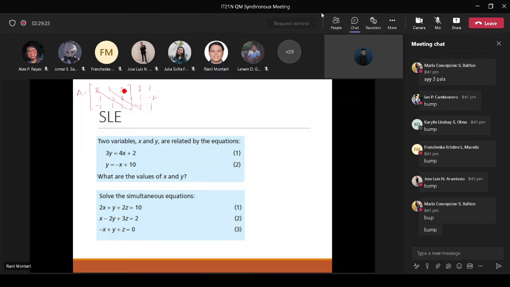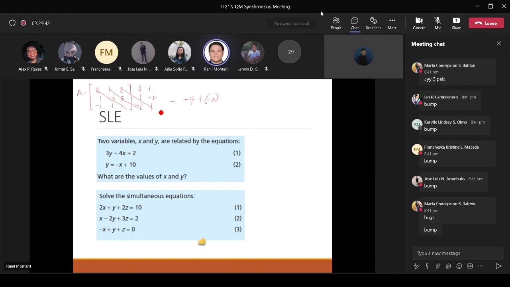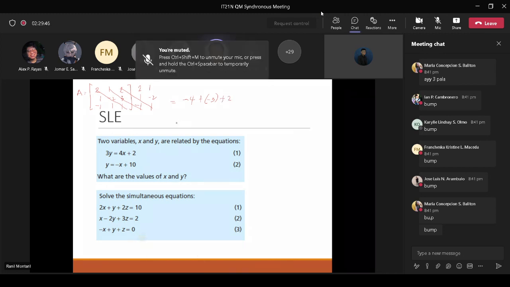Let's sweep. So what is the value now? 2 times negative 2 times 1. That is negative 4. Agree? Plus 1 times 3 times negative 1. Negative 3. Right? 2 times 1 times 1. 2. Right? Please agree.